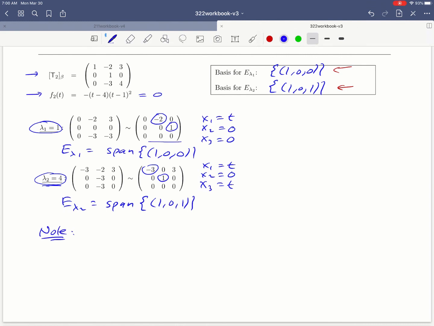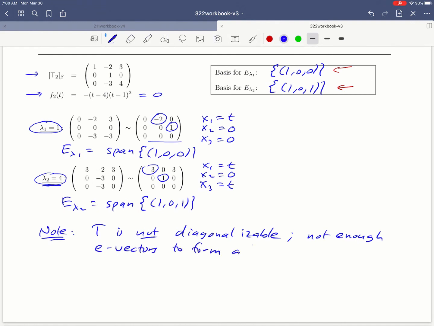So let's write that down. It's not diagonalizable because there are just not enough eigenvectors in this case. Hopefully that's the answer or the conclusion that you came to.